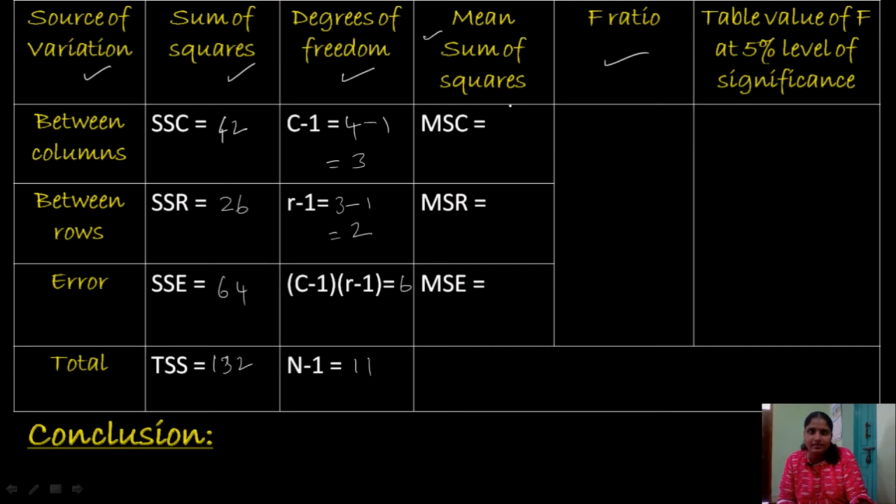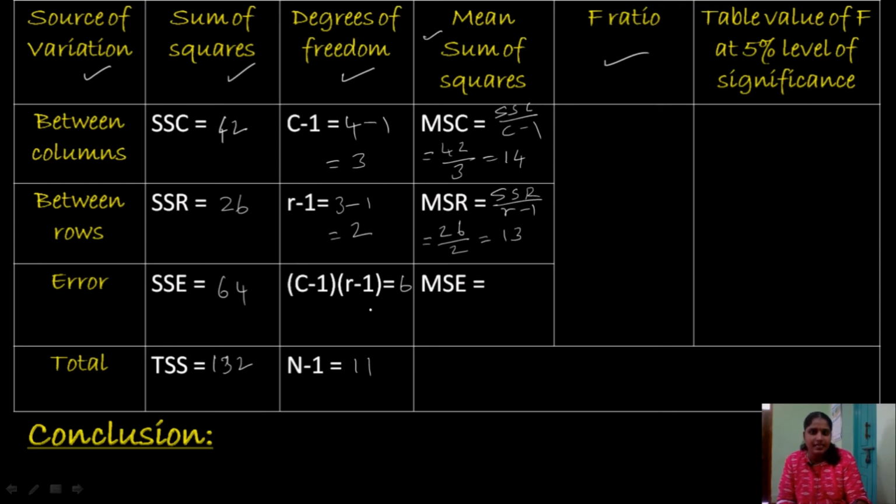Now we'll next calculate mean sum of square. This is calculated by taking the ratio of SSC over C minus 1. So MSC is equal to SSC over C minus 1. So the value of SSC is 42 by 3, that is 14. Next MSR, by taking the ratio of SSR over R minus 1, we get SSR, that is equal to 26 by 2, that is 13.